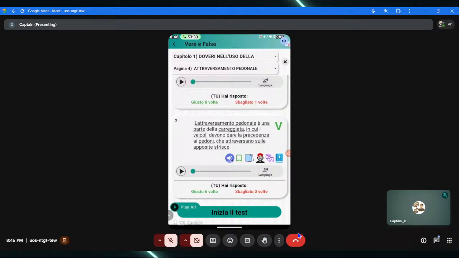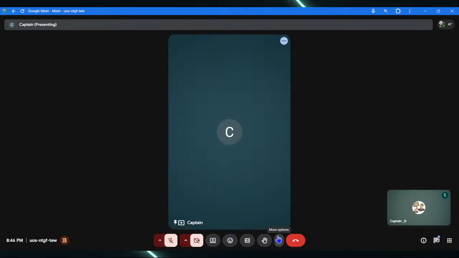Attraversamento pedonale è una parte della carreggiata, which is the crossing line, part of the carriageway, in which the vehicle must dare la precedenza, must give right of way to who? The pedoni, meaning pedestrians.